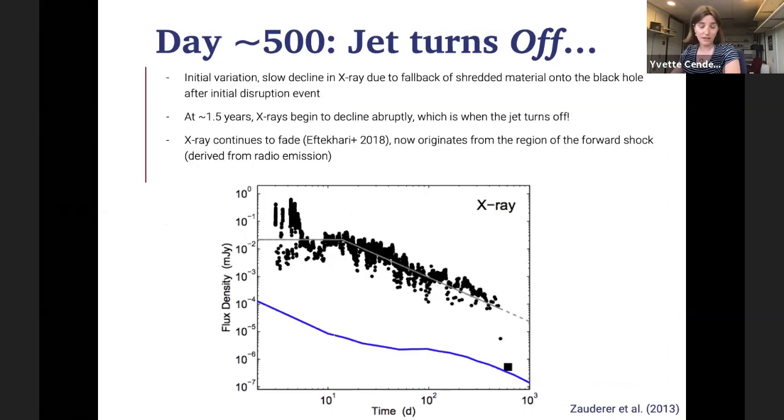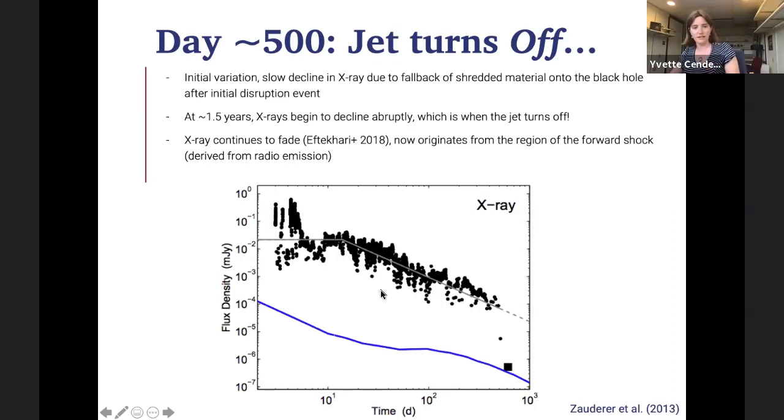The other thing that was very interesting, and X-ray observations, including Chandra, were key to discovering for this object, is that around day 500 after it was first detected, so about a year and a half after, it was observed that the jet turned off, actually. So what you can see here in this plot is you have an initial variation. This is all Swift data with these data points.